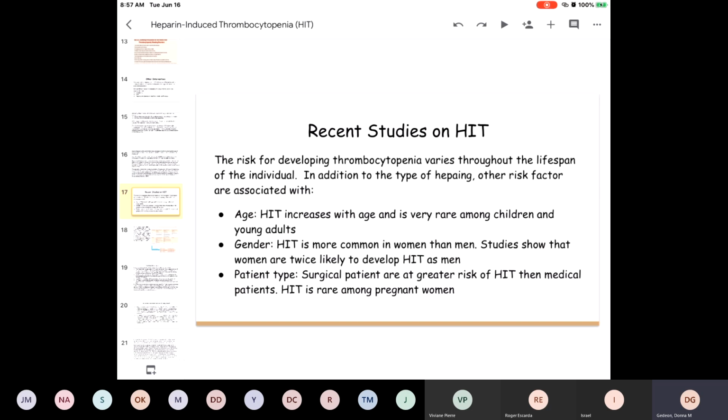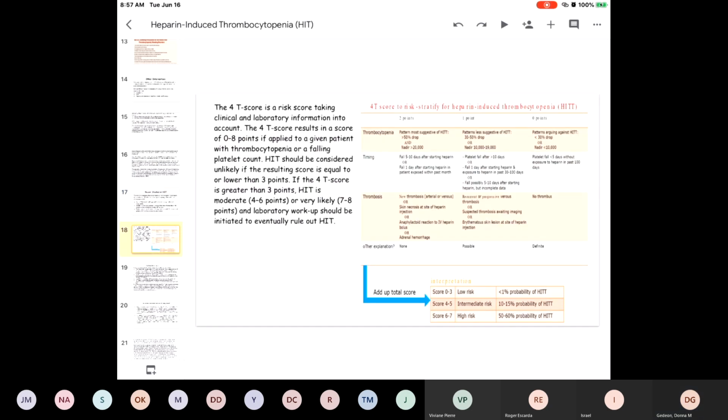Gender, HIT is more common in women than men. Studies show that women are twice as likely to develop HIT as men. Also, patient type. Surgical patients are at greater risk of HIT than medical patients. HIT is rare among pregnant women.